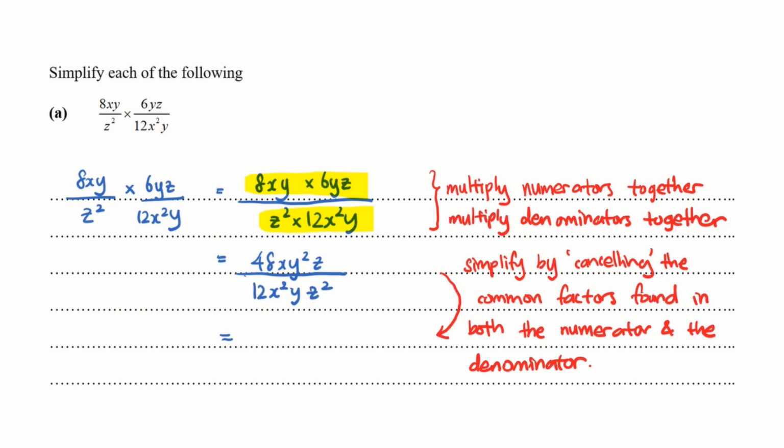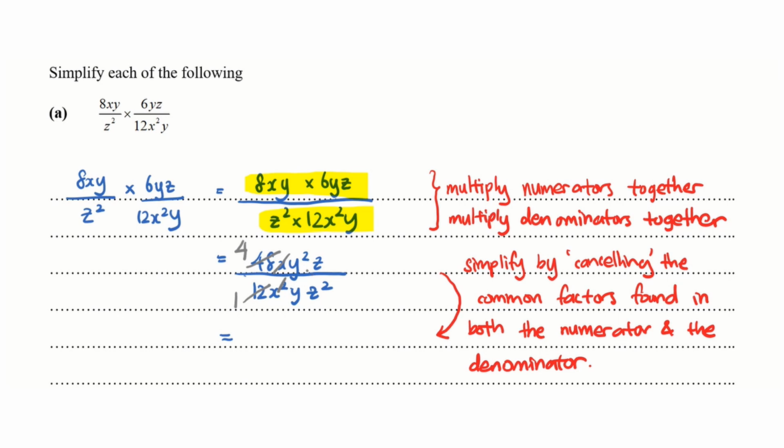So between 48 and 12, we can find that there is a common factor of 12 between both numbers, so we will arrive at 4 over 1. In simplifying the fraction 48 over 12, we achieve 4 over 1. Then between x and x squared, we will cancel away a single x and we are left with a single x at the bottom.